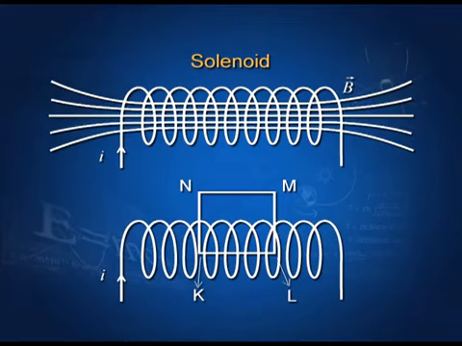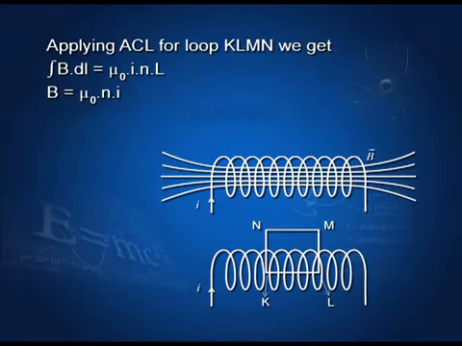Again, applying Ampere's circuital law for the whole loop KLMN, we get the integral of B dot dl equals mu naught times the number of turns into I. As the number of turns per unit length is small n, the integration of B dot dl equals mu naught n L I. Comparing these two equations, we get B into L equals mu naught n L I. L is common, so we cancel it and we get B equals mu naught n into I. This is the magnetic field due to the solenoid.